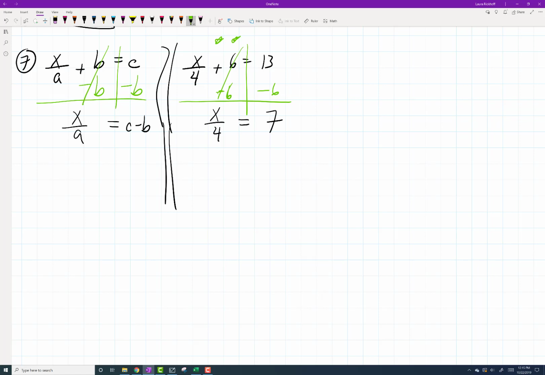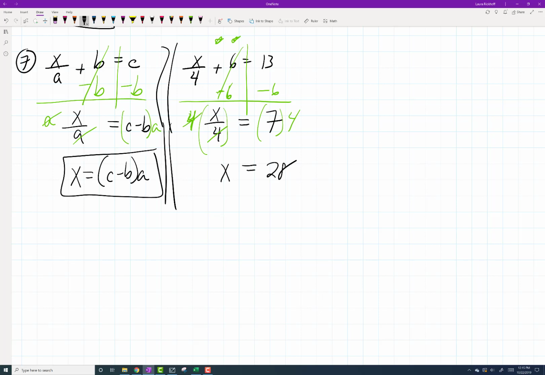Back over on the right, to solve this, you would multiply both sides by 4 to undo that division, and it would leave you with x equals 7 times 4, we happen to know is 28. On the left, just like you multiplied by 4 on this side, you're going to multiply by a on both sides to get rid of that, and you'll just have x equals c minus b times a, whatever that is.